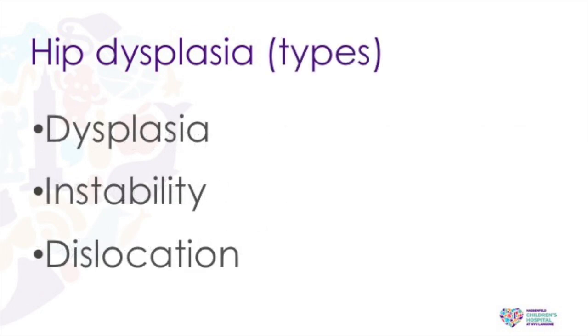There are three main types of hip dysplasia, a spectrum of pathology that goes from dysplasia to instability to dislocation. Clinically, these can be thought of as a dysplastic hip which is stable, an unstable hip which is Barlow positive, and a dislocation which typically is Ortolani positive.